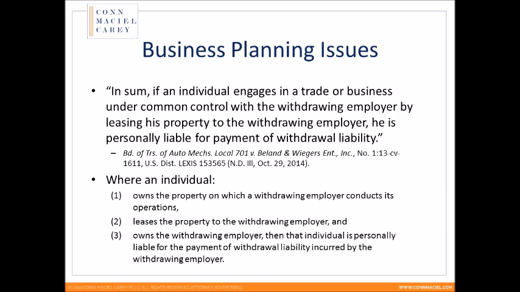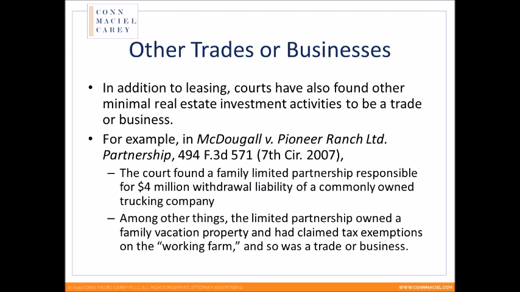So I laid out these three rules here that are pretty categorical in the Seventh Circuit. First, the individual owns the property on which the withdrawing employer conducts its operations; second, leases the property to the withdrawing employer; and third, owns the withdrawing employer. Then that individual is personally liable for the payment of withdrawal liability incurred by the withdrawing employer. That's kind of a harsh rule, so you need to know as a business owner what other entities might be part of your control group.